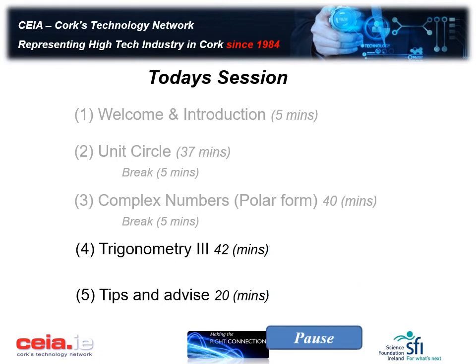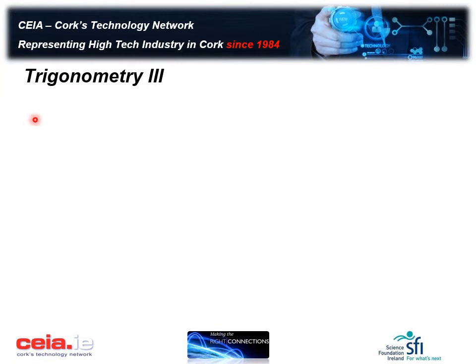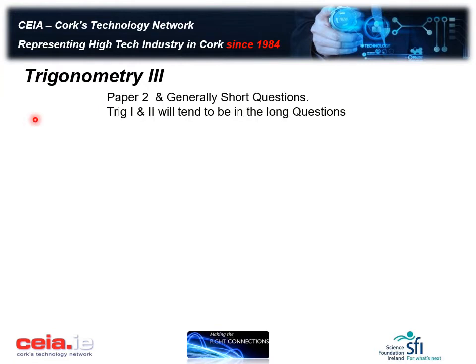Okay, welcome back. Let's move on now and we will look at the topic of trigonometry 3. Questions from this section tend to be, well, they're always on paper 1, and they tend to be the short questions. That's the skills first half of the paper, whereas the kind of questions that you get from trigonometry 1 and 2 would tend to be the applications, long questions, second half of the paper on paper 2.